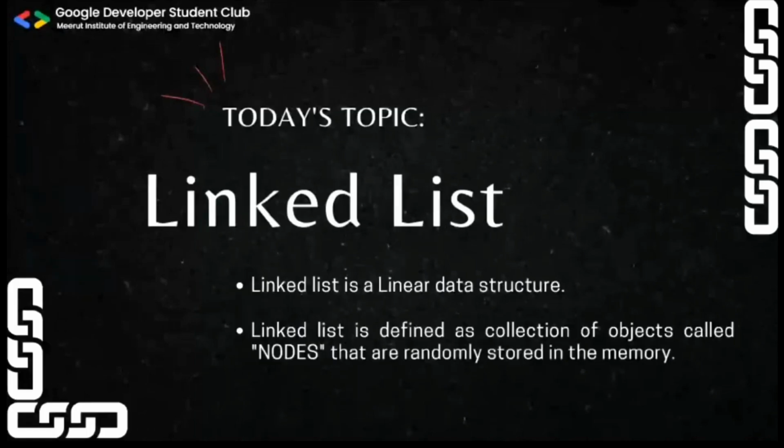The first thing you need to know is that this is a linear data structure and it stores a list of items just like an array. So what is the difference between array and linked list? Inside linked lists are called nodes, which are stored randomly inside the memory, whereas in arrays, the elements are contiguous and they have to be stored sequentially.